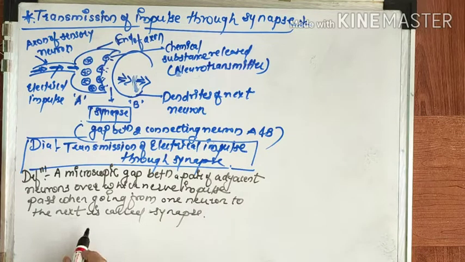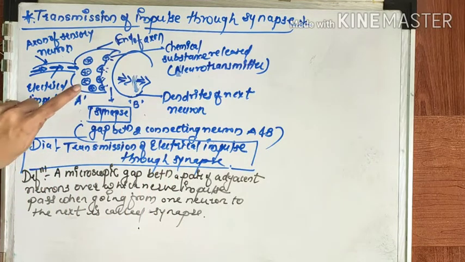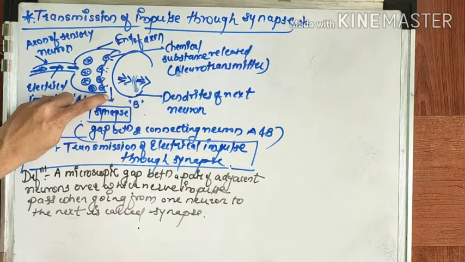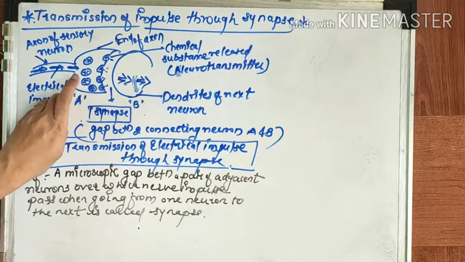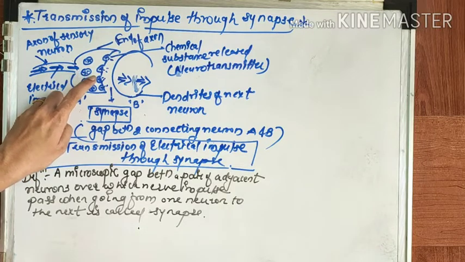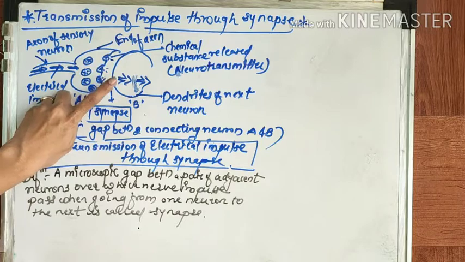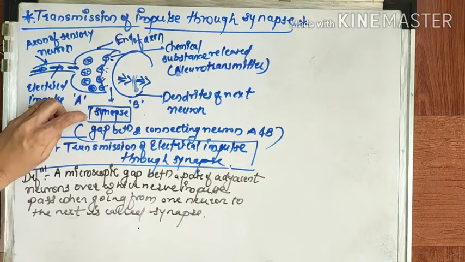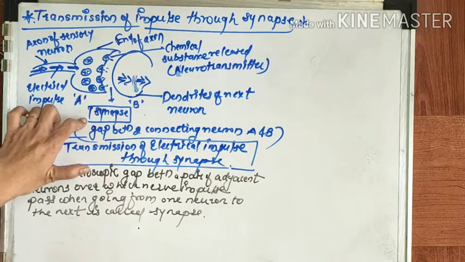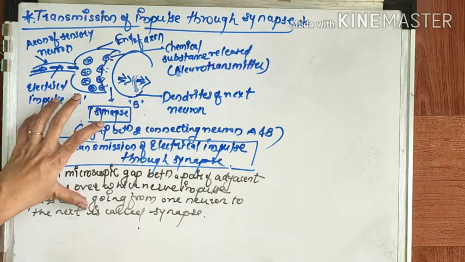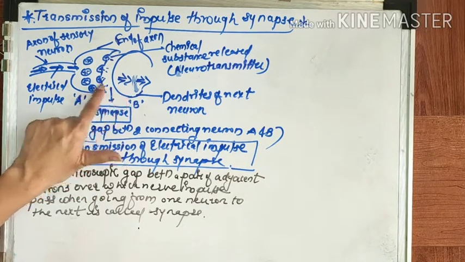Means the synapse connects the neurons. Okay, so you can see the very small gap present in between the two adjacent neurons, from which this nerve impulse passes from one neuron to the next neuron. That gap is nothing but what is called the synapse. And as we know, the synapse connects these two neurons.